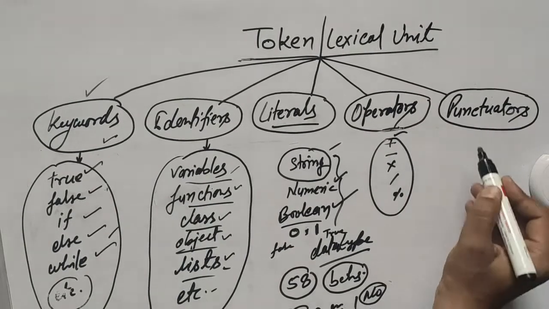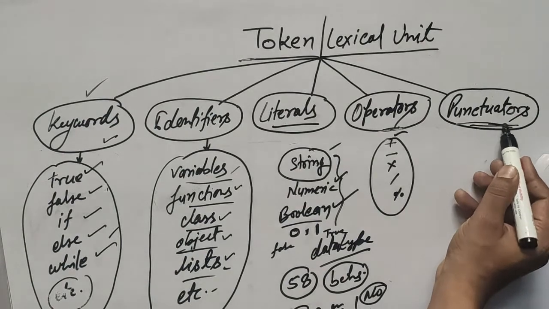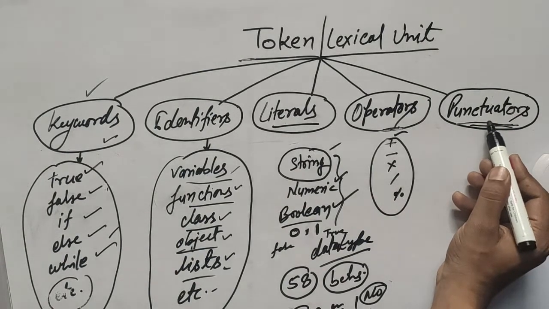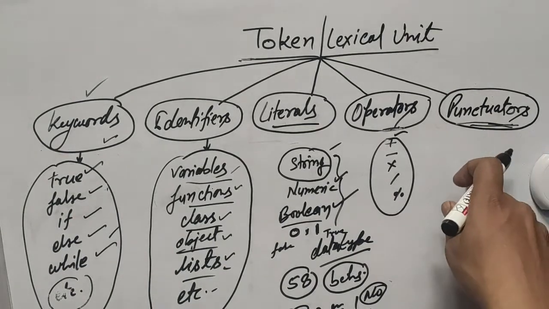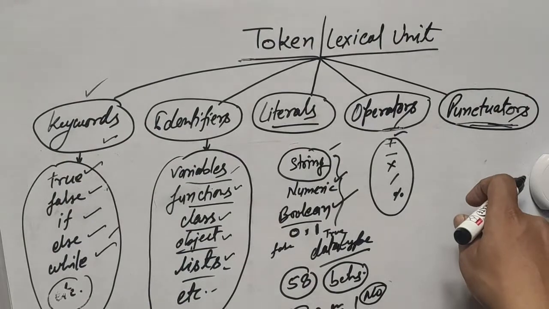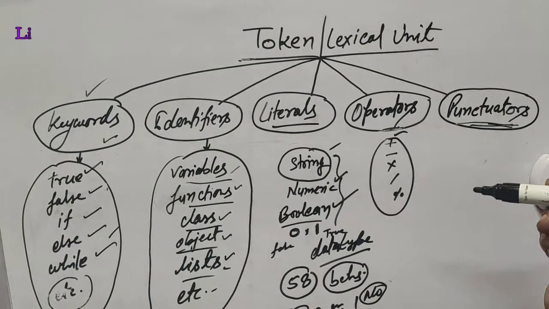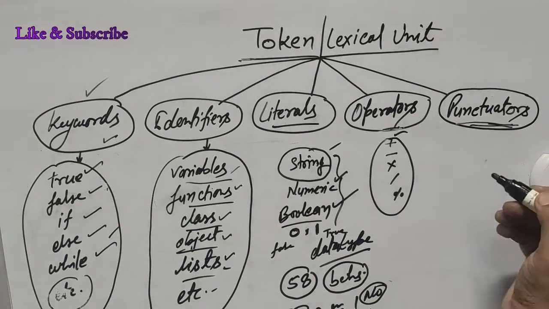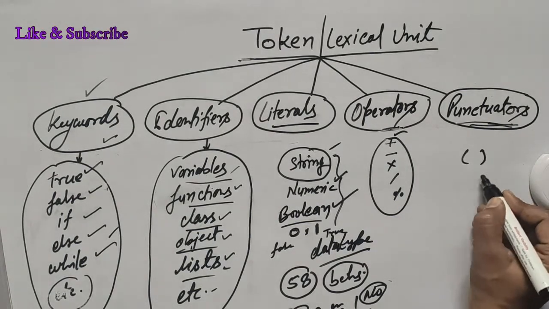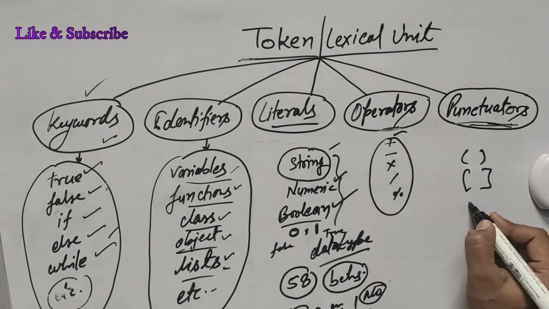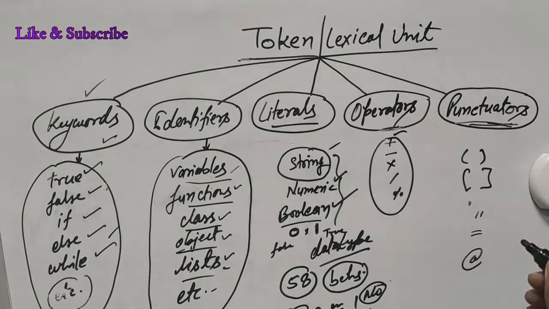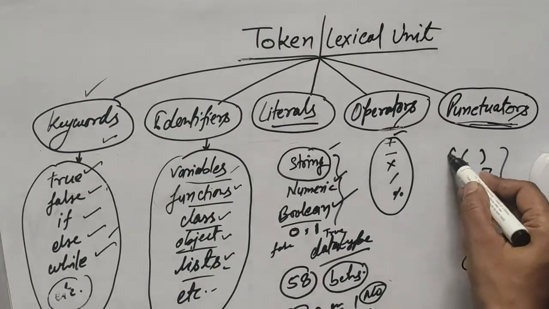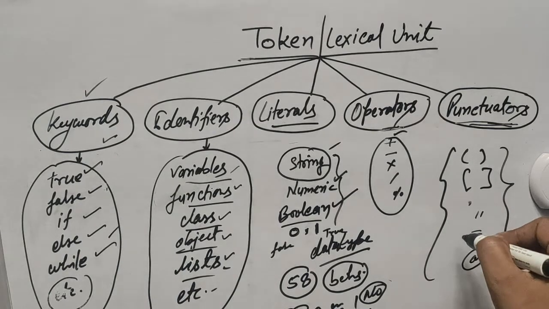And the last is punctuators. Punctuators can be understood as symbols that are used in programming languages to organize sentence structures and indicate the rhythm and emphasis of expressions, statements, and program structures. Signs like small brackets, curly brackets, comma, double quotes, equal to sign, and at the rate are generally known as punctuators in a computer programming language.